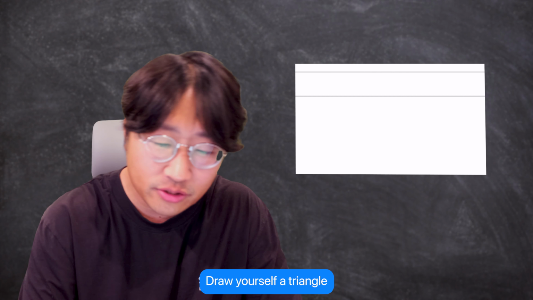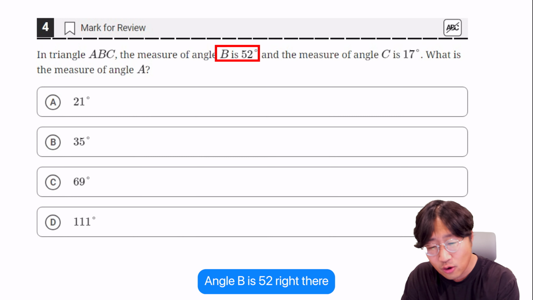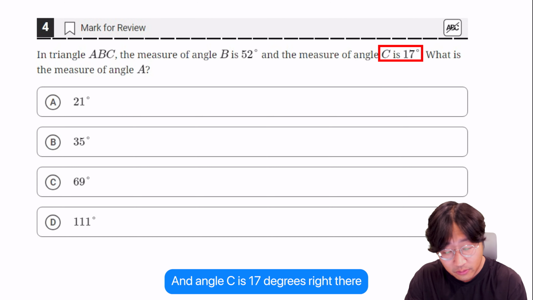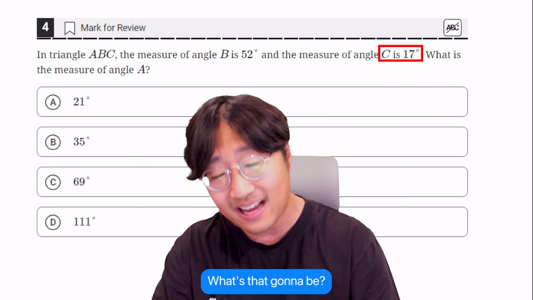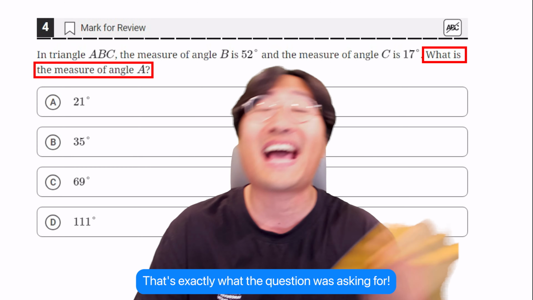Number 4, in triangle ABC. Stop right there. Draw yourself a triangle. What if that's not the accurate triangle? Who cares? Angle B is 52 degrees, and angle C is 17 degrees. What is the measure of angle A? That's exactly what the question is asking for.